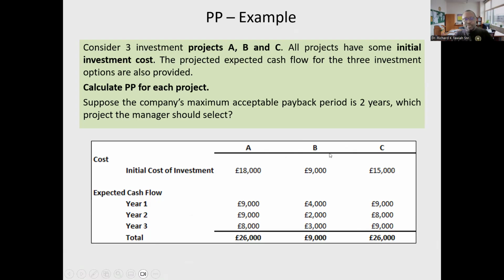Right. What about project B? 9,000. First year, 4,000, left with 5,000. Second year, 2,000.